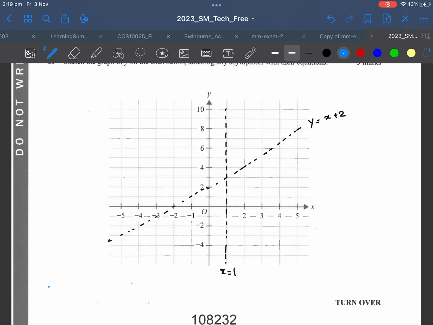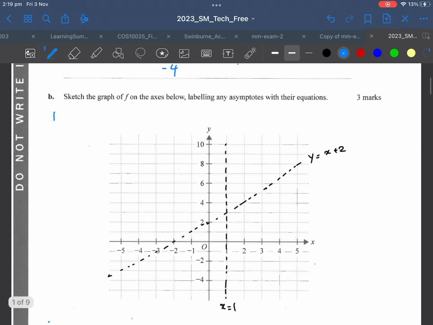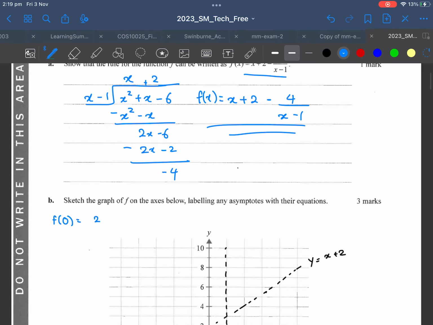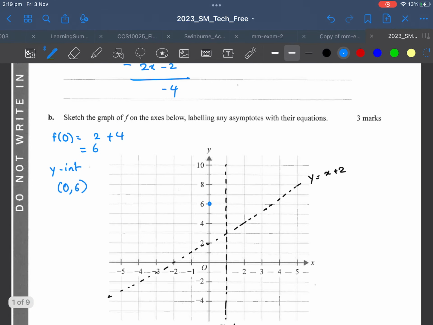But anyway, let us start by finding the axial intercepts now, since we have the asymptotes already. So let's start off by finding the y-intercept, f of 0. We are going to get 2 and then plus 4, so that's equal to 6. So the y-intercept is going to be 0 and 6, so it's going to be here.